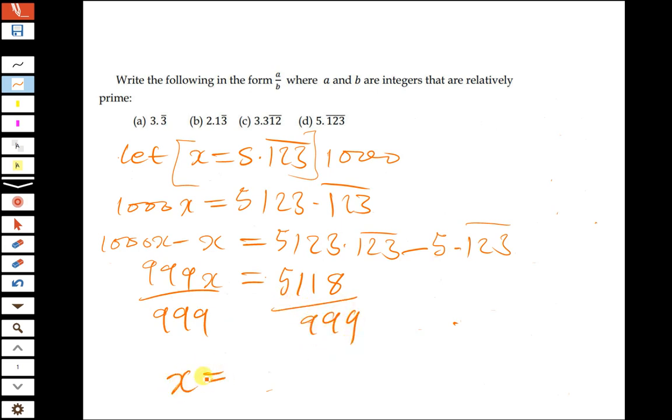So the value of x becomes, when you simplify this, you divide the numerator and the denominator by 3, so on top there you get 1706, and then down there you get 333. So this is what you get as your answer. This is exactly how you find your answers when you've been given such questions.